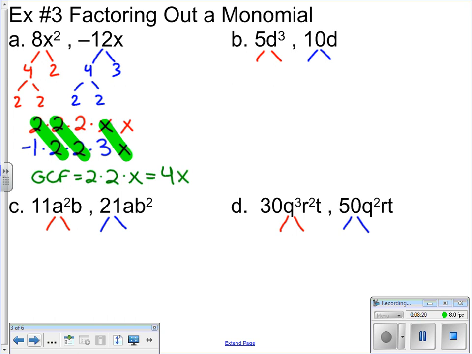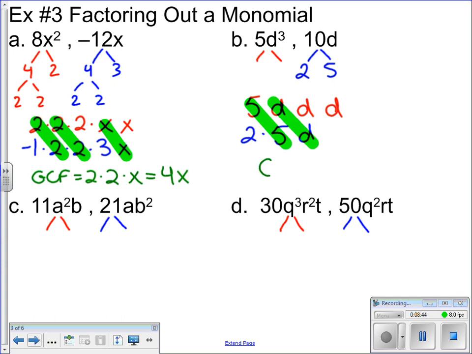Now for B, 5 can't be broken down, so it's just 5. 10 is 2 times 5. We have a 5 and we have a D. So the greatest common factor, 5D.